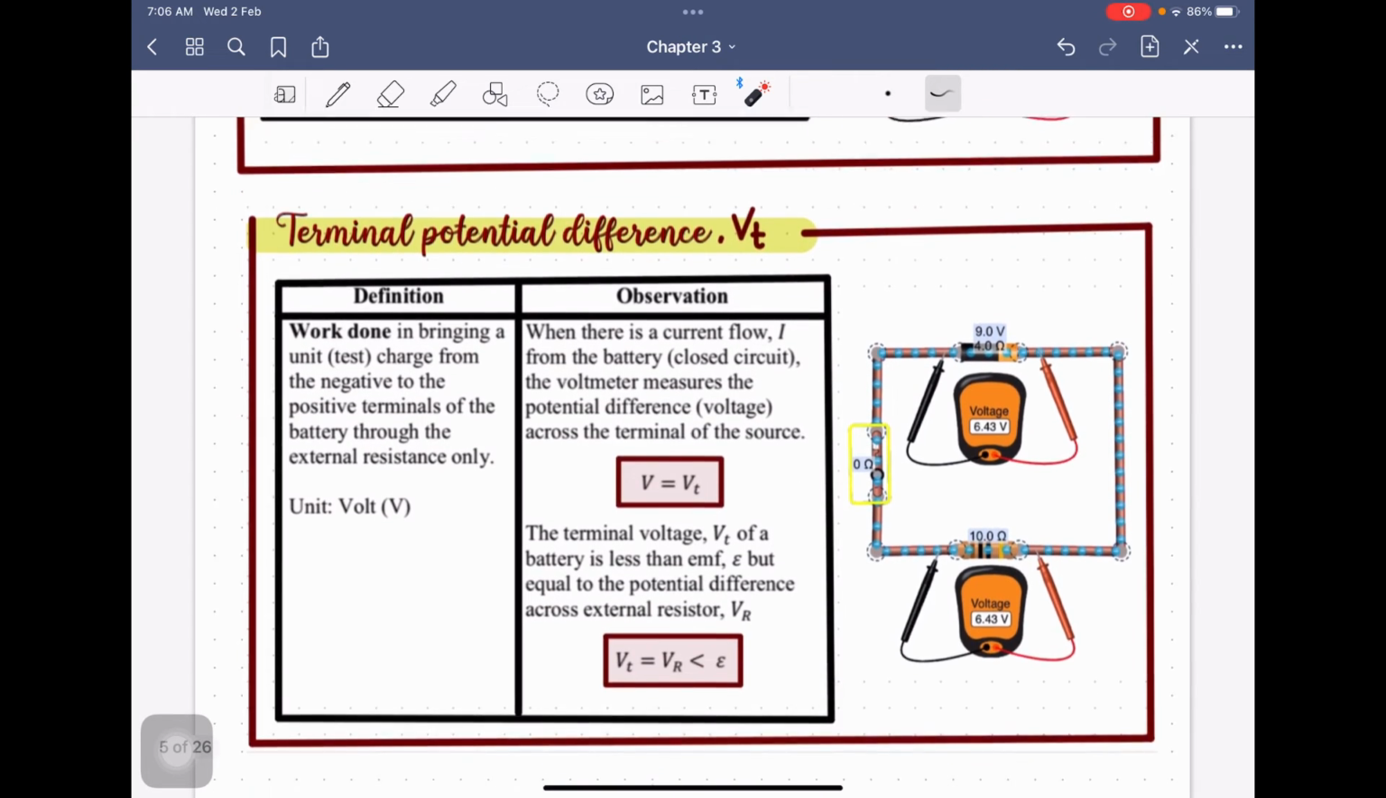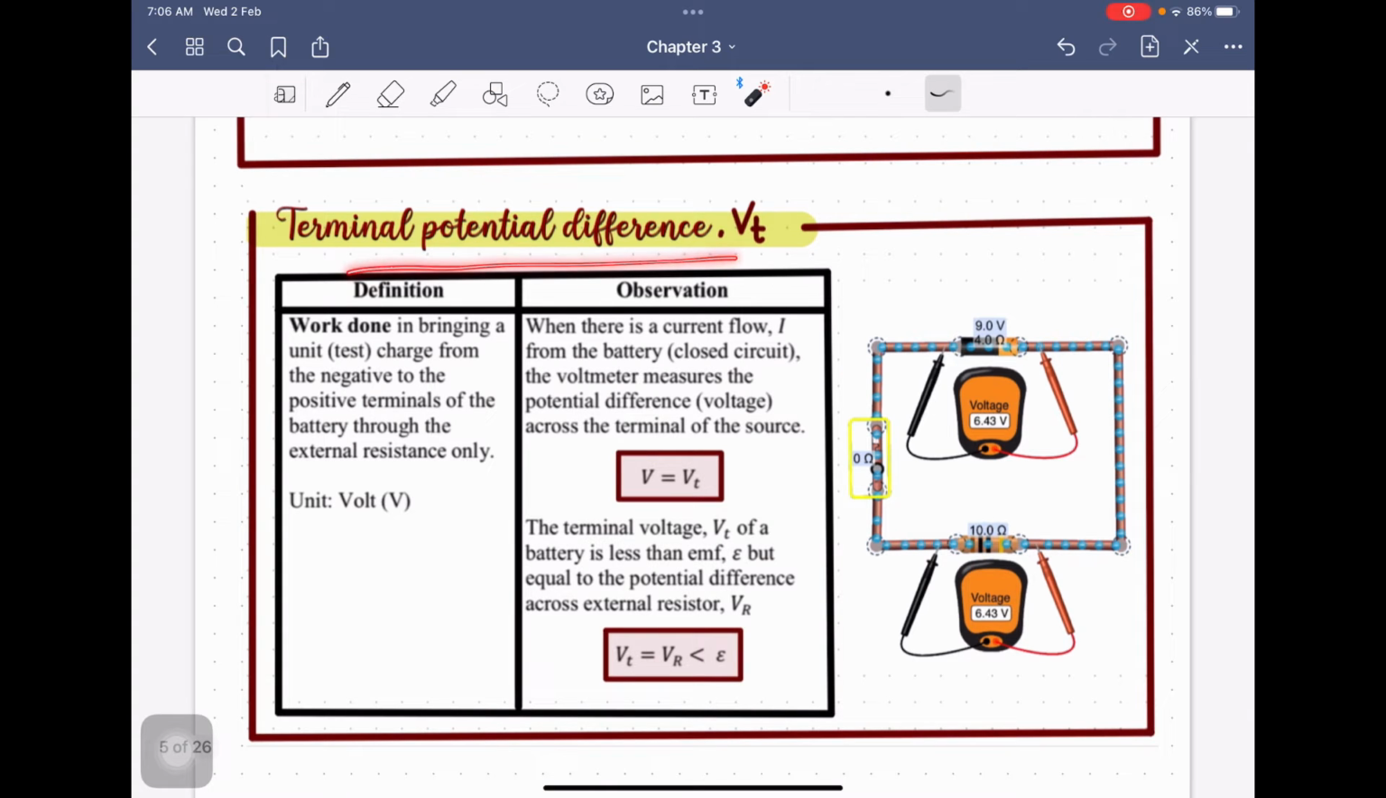Okay, next, kita nak lihat apa itu terminal potential difference ataupun dia punya simbol adalah VT. Okay, definition terminal potential difference adalah work done, okay, kerja yang dilakukan untuk bringing a unit test charge from negative to the positive terminals of the battery through the external resistance only. Okay, the unit adalah volt juga. Okay, observation, apa yang kita dapati?